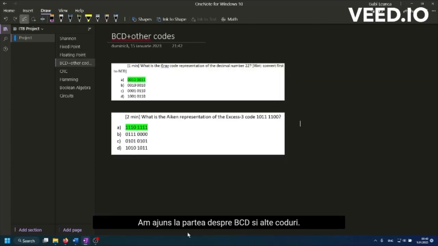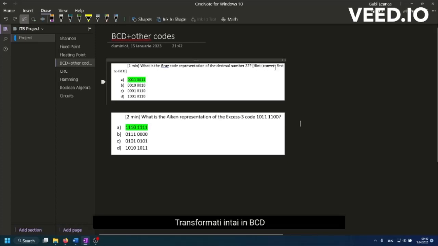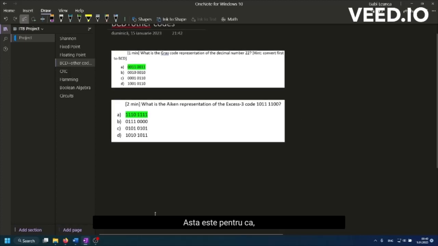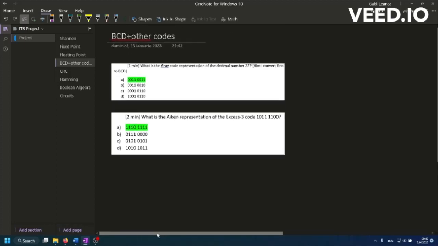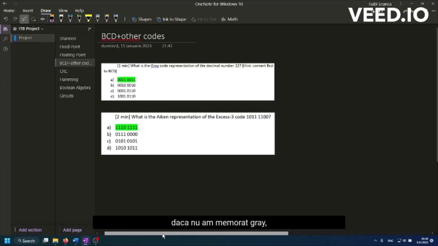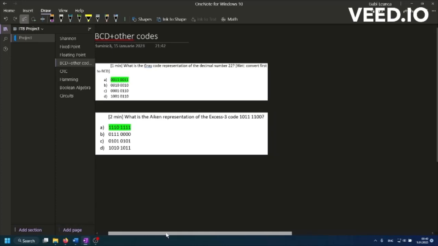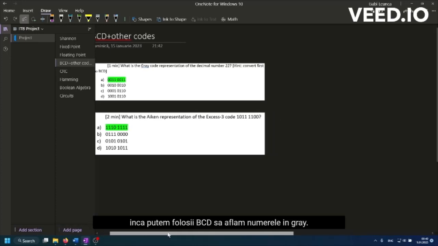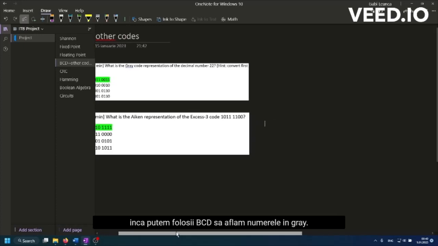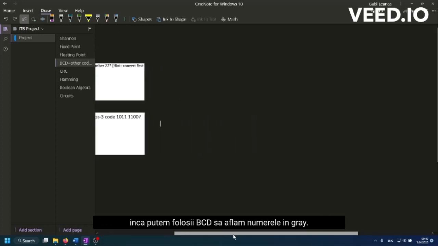We have reached the part about binary coded decimal and other codes. For the first exercise, what is the gray code representation of the decimal number 22? We also get a hint: convert first to binary coded decimal. This is because if we haven't memorized gray, we can still use binary coded decimal to find the numbers in gray code.